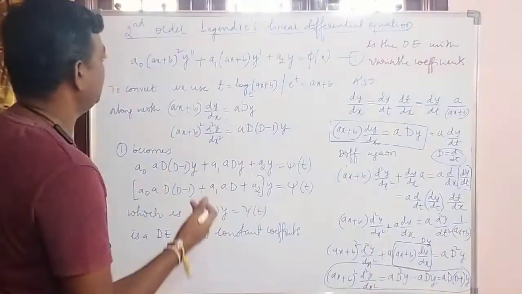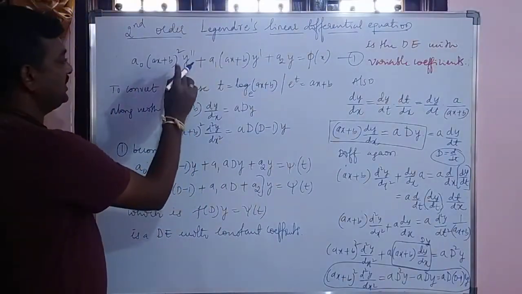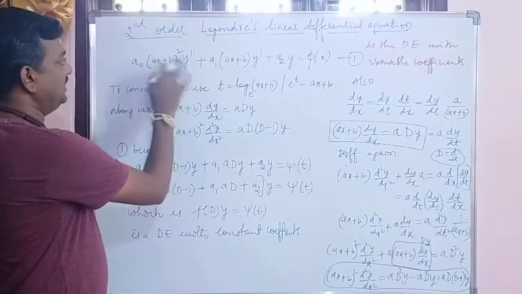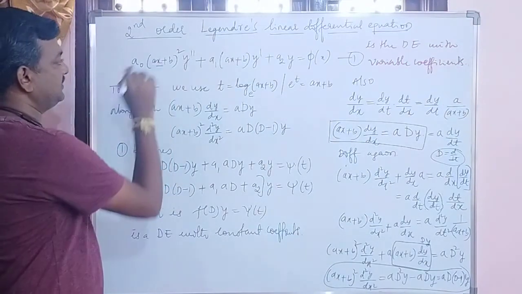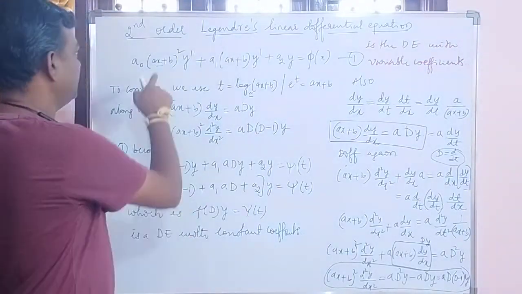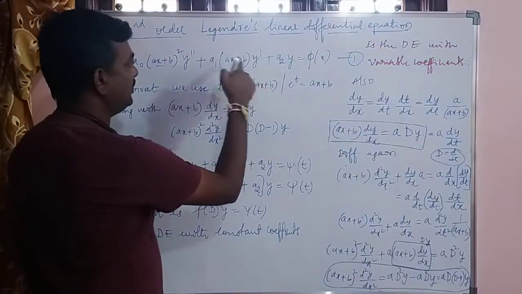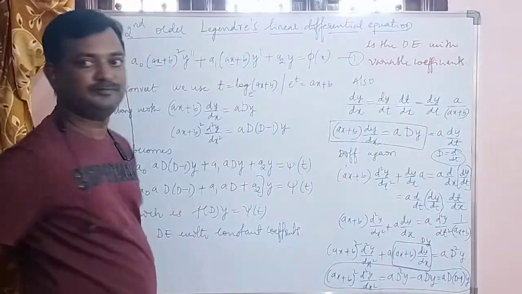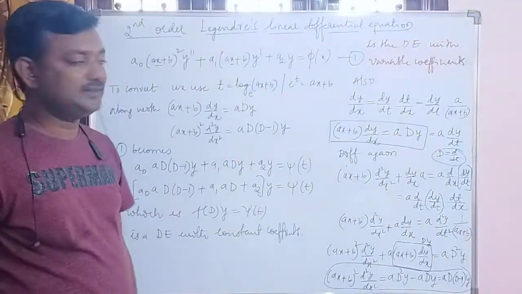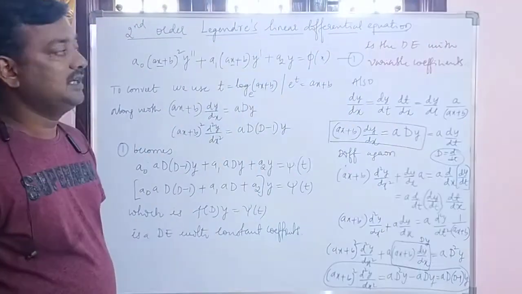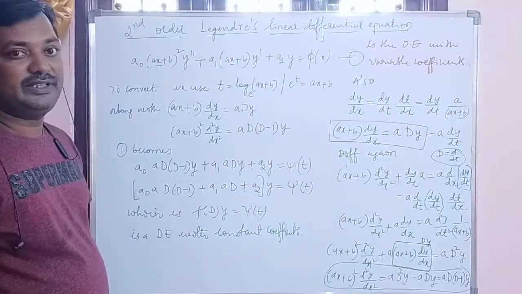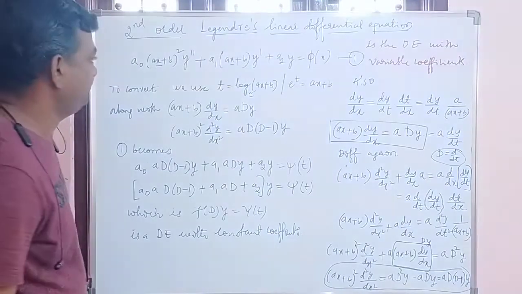So how to identify it as a variable coefficient? Just look at the coefficient of y double dash: it is (ax+b) squared, and x is the variable. Again, the y dash coefficient is ax+b. So Legendre's differential equation is a differential equation with variable coefficients.